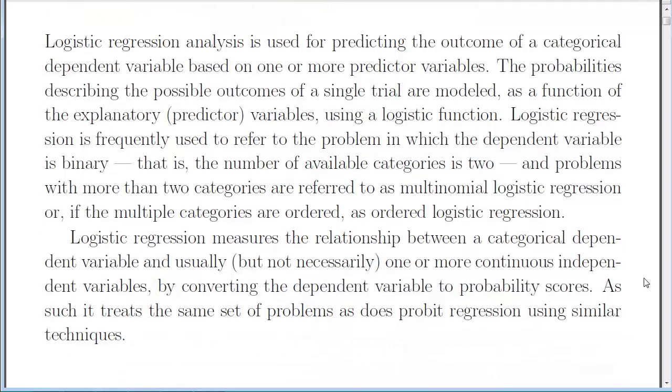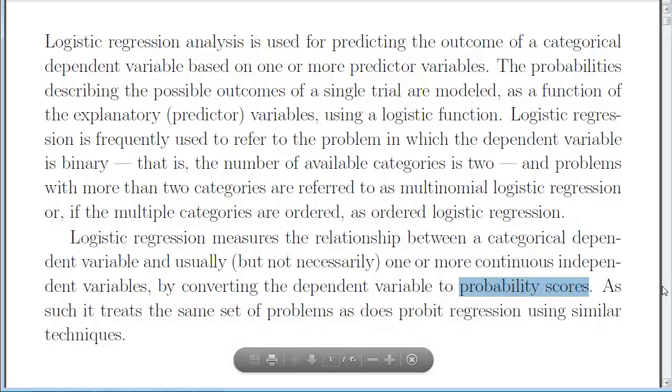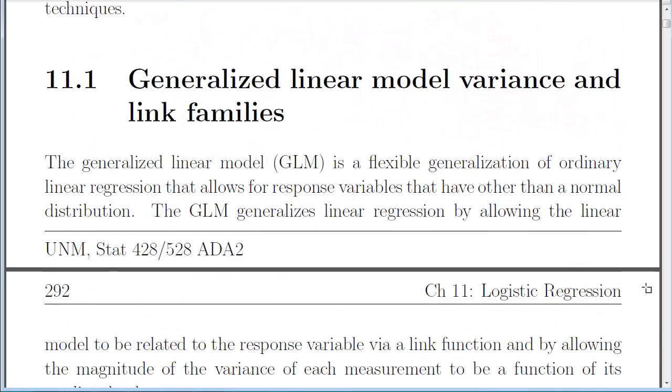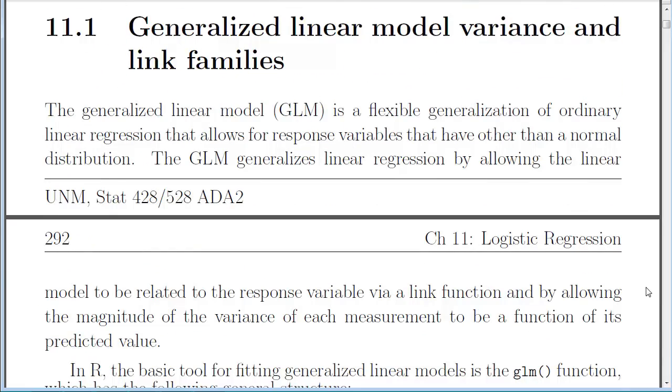So logistic regression measures that relationship between that categorical dependent variable and possibly several continuous variables, just as in any multiple regression problem. And we need a way to relate those binary outcomes, success, failure, to a probability. And that is going to be the main focus of this video for this chapter. So that brings us to generalized linear models.